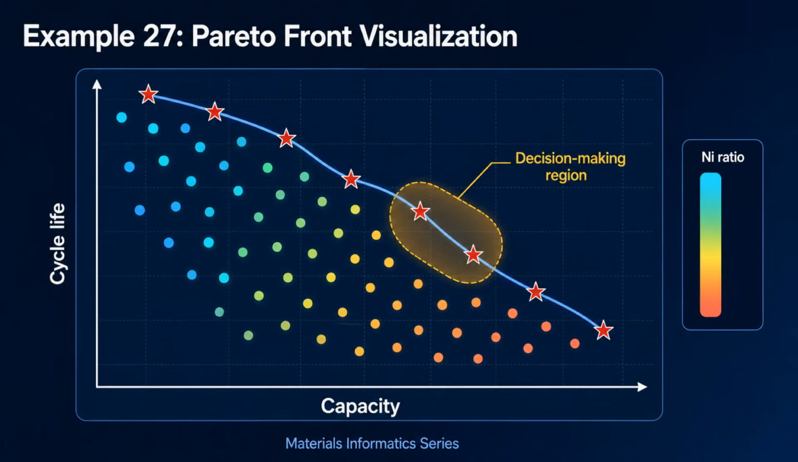When objectives conflict, there's no single best solution, but rather a set of optimal trade-offs called the Pareto front. Each point on the front is optimal in the sense that improving one objective requires sacrificing another. We identify Pareto optimal compositions and visualize them as red stars. Decision makers can then choose along this front based on application priorities rather than arbitrary weighting.